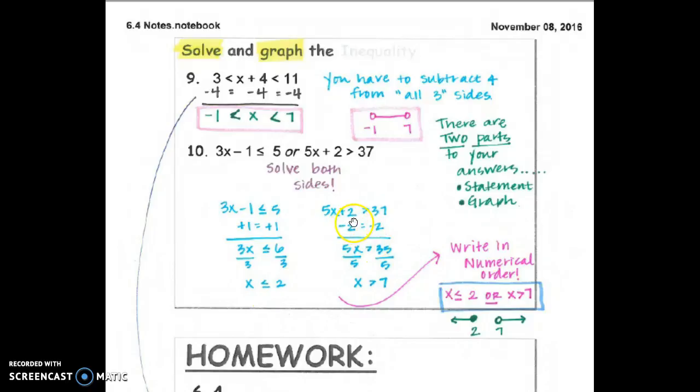And then the second part, 5x plus 2 is greater than 37. Subtract 2 from both sides. Divide by 5. X is greater than 7. In numerical order, write the statement. This is part of your answer here. X is less than or equal to 2 or x is greater than 7. When you graph it, closed at 2 going left, open at 7 going right. Hopefully I didn't make any mistakes.